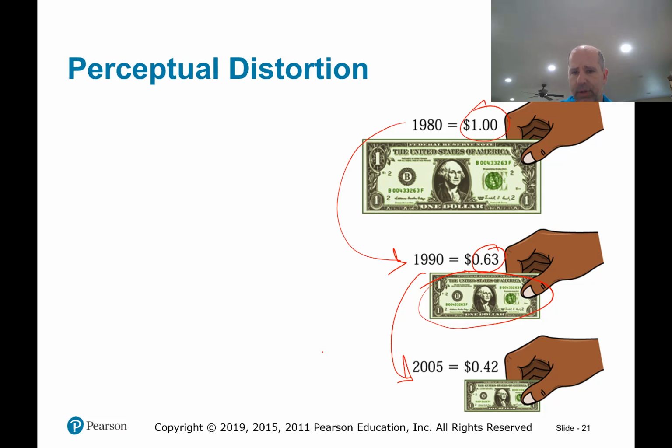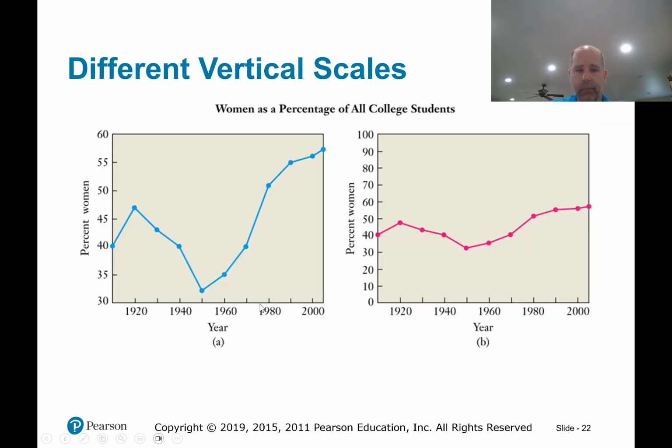Because 63 cents is 63% of a dollar, right? So again, now it's gone down to 42 cents, but 42 cents is closer to 63 cents. But look at the dollar. This dollar here is less than half the size of this dollar. So it's just perceptual distortion, because our eyes focus on the area. So be careful.